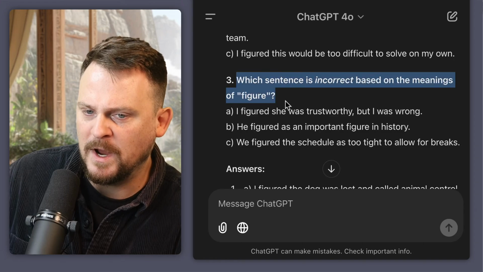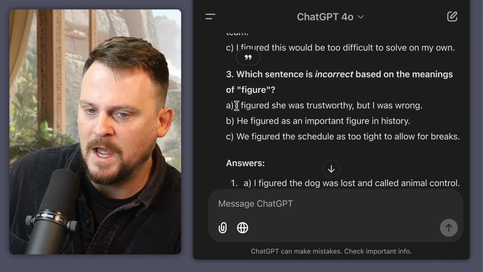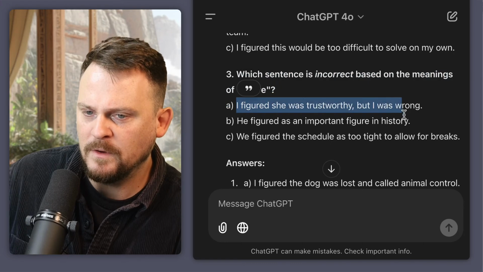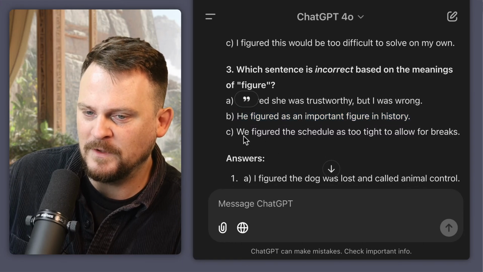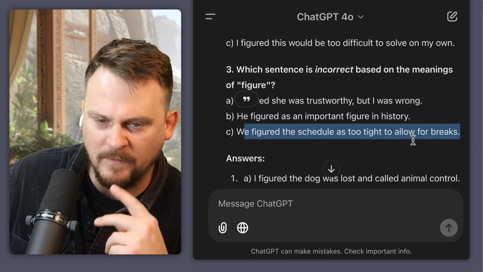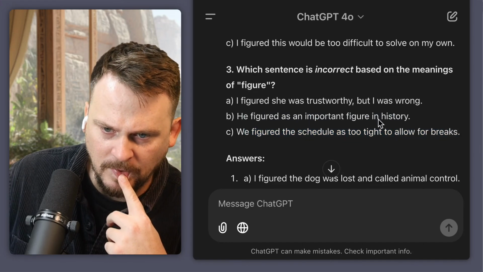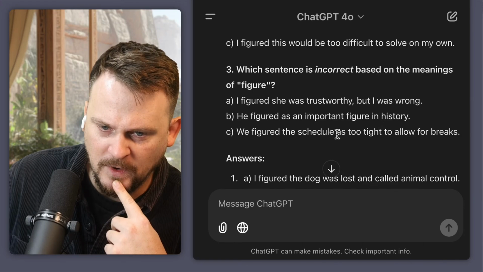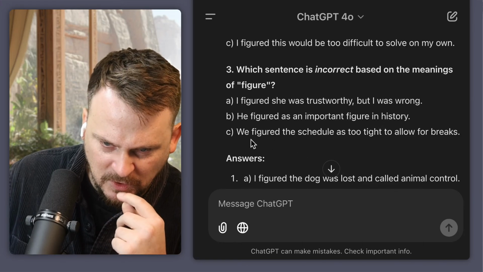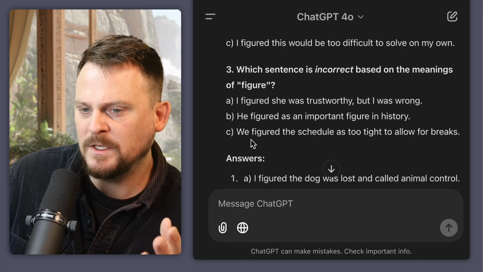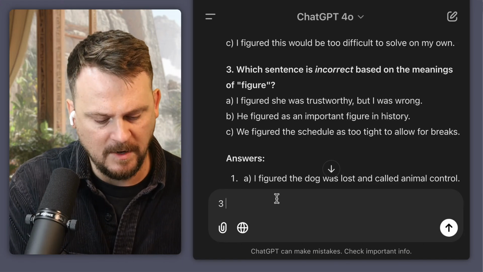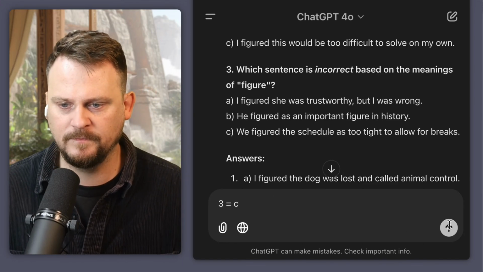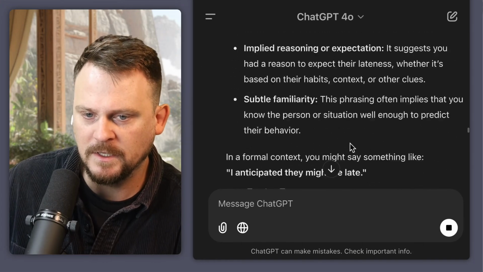Which sentence is incorrect based on the meanings of figure? Okay. I figured she was trustworthy, but I was wrong. He figured as an important figure in history. We figured the schedule as too tight to allow for breaks. Well, he figured as an important figure. We figured the schedule as too tight. Probably it would be "was" too tight to allow for breaks. So I'm going to say 3 is C, right? Should be "was too tight." Is that correct?